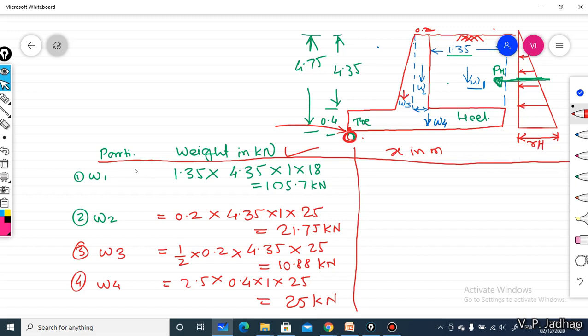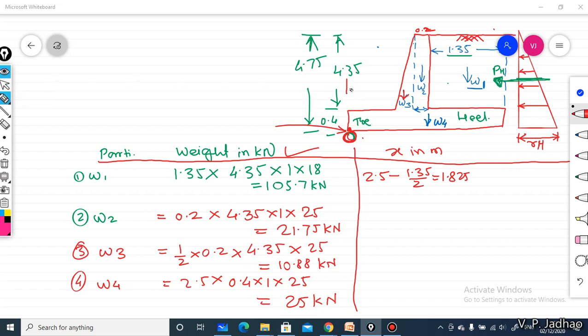This force W1 is acting at a distance which will be the total base width of the slab, that is 2.5 minus 1.35, divided by 2. So we can write this as 2.5 minus 1.35 divided by 2, which comes out to be 1.825 meter.